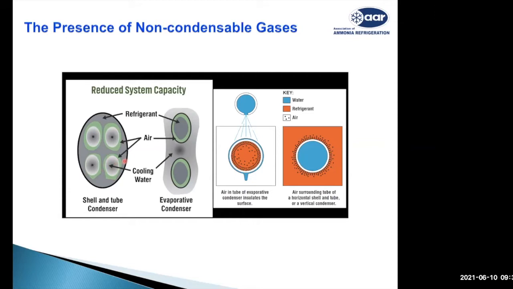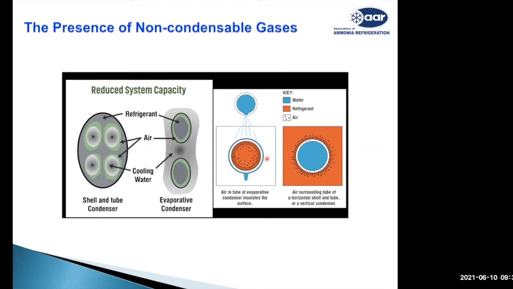So for heat transfer, air works as an insulation. The same thing happens in evaporative condensers. You have this air getting accumulated on the inner surface of the coil. So it works as an insulator or a resistive element for heat transfer. And then you have these performance failures.